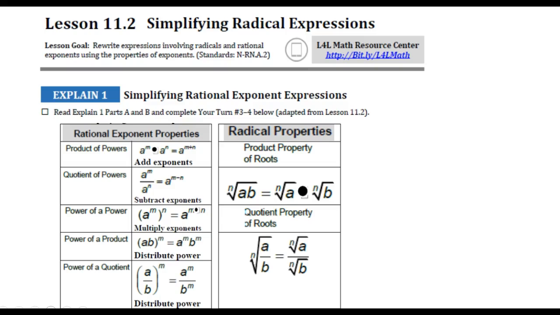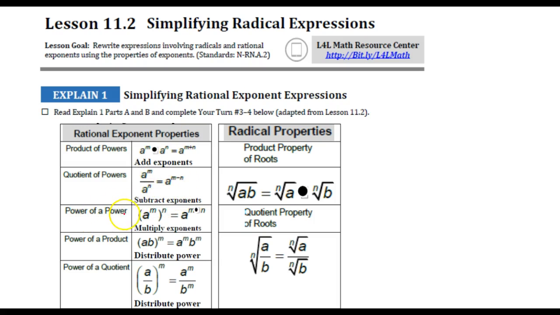Alright, welcome back to 11.2, Simplifying Radical Expressions. So this was something that was found in your textbook. It's just a list of all the properties for radical exponents as well as radical properties. So here we see product of power. Essentially, if we have two things with the same base, we can add the exponents. Here, if I have the same bases being divided, I can subtract the exponents.